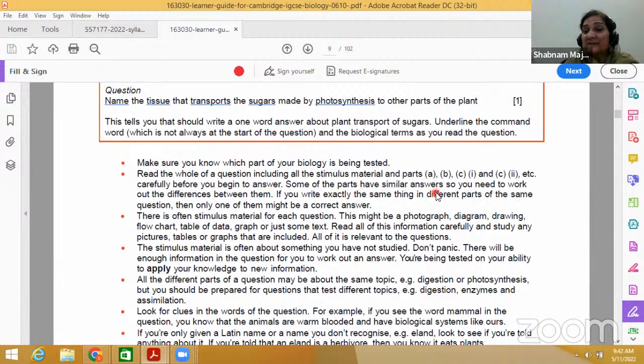Some of the parts have similar answers, so you need to work out the differences between them. If you write exactly the same thing in different parts of the same question, then only one of them might be the correct answer. There is often stimulus material for each question.